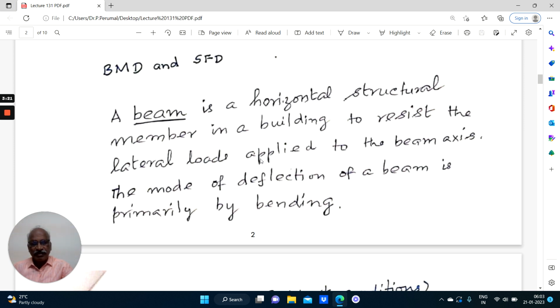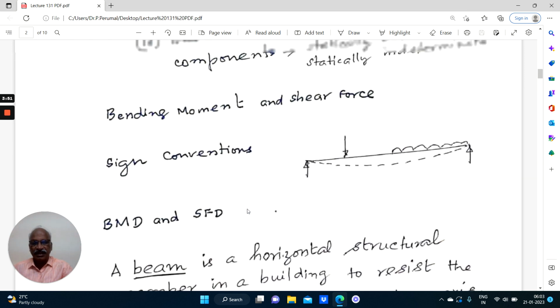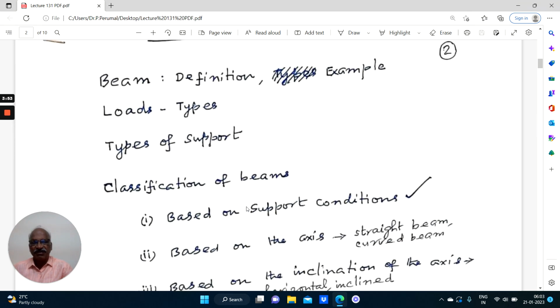A lateral load may be an inclined load, maybe a moment, anything. So it is a basic definition to understand what is a beam. A beam is a horizontal structural member in a building to resist the lateral loads applied to the beam axis. The mode of deflection, the deformation of a beam, is primarily by bending. Right? That is the basic definition for beam.